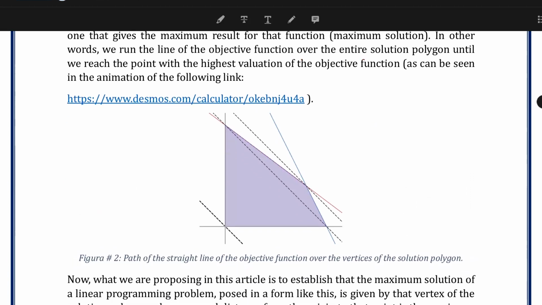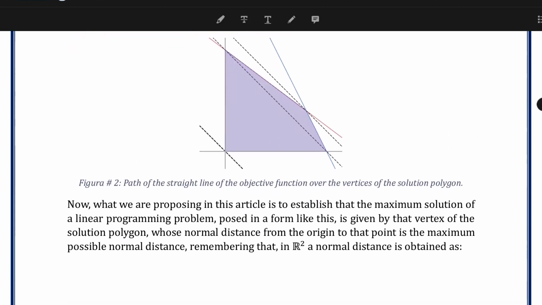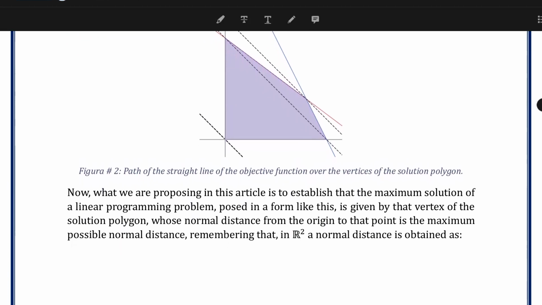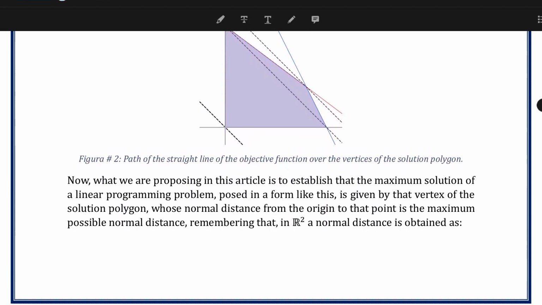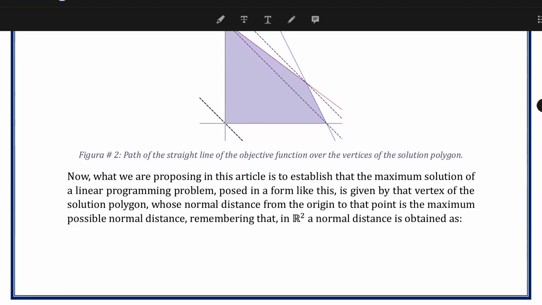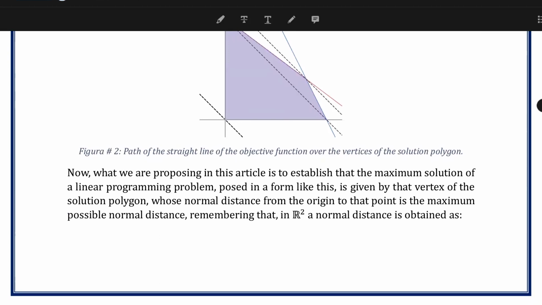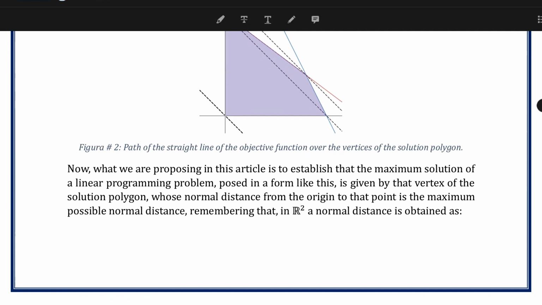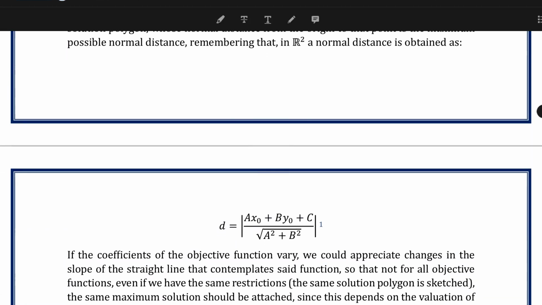Now, what we are proposing in this article is to establish that the maximum solution of a linear programming problem posed in a form like this is given by the vertex of the solution polygon whose normal distance from the origin to that point is the maximum possible normal distance. Remember that in R2, a normal distance is obtained like this.